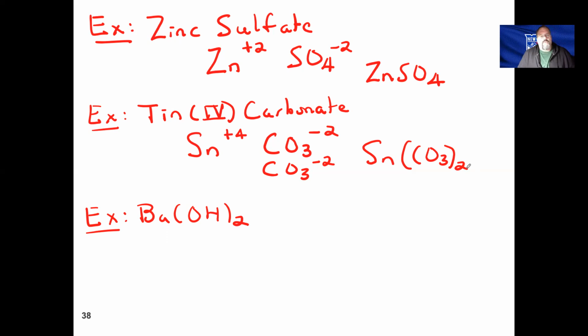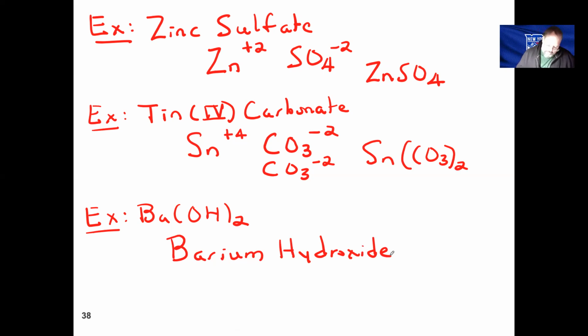All right. And then one more, Ba(OH)2, let's name this. Ba is the chemical symbol for barium. So again, it's an A group element, so we don't have to write the Roman numeral giving the charge in the name. And then if we take a look at OH in the list of polyatomic ions, we find that OH is what is known as hydroxide. So the name of this compound would be barium hydroxide.